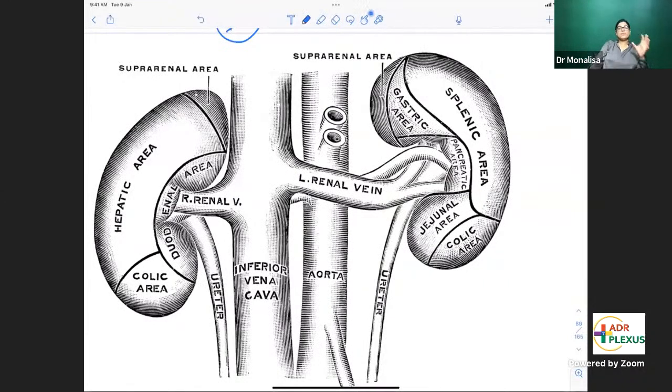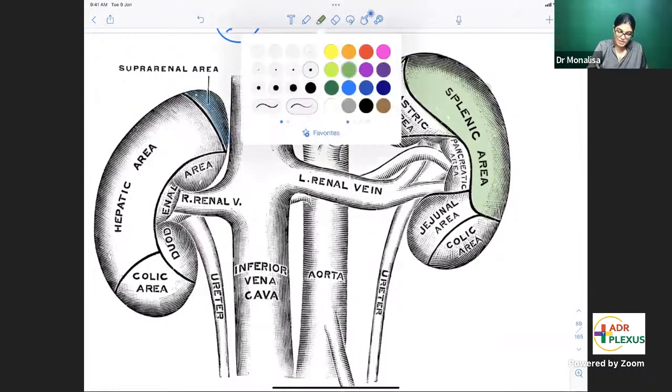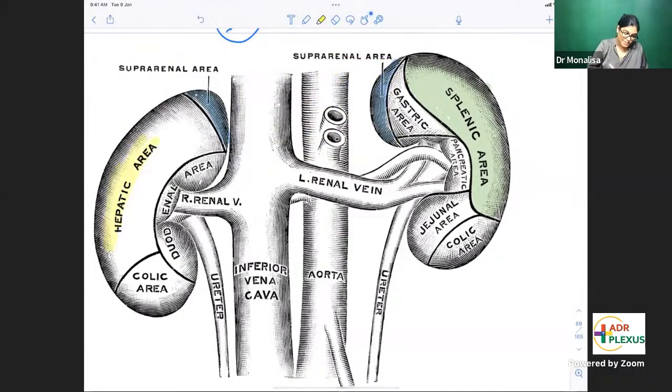See here, you can see the areas of the right and the left-hand side. Superiorly, on both sides of the right and left kidney, it is related to the suprarenal areas. On the left-hand side laterally, there is a wide area of relation of spleen, anterior. This is showing the anterior relation. And on the right-hand side, you can see a wide area of relation of hepatic area, on the anterior aspect of the right kidney.